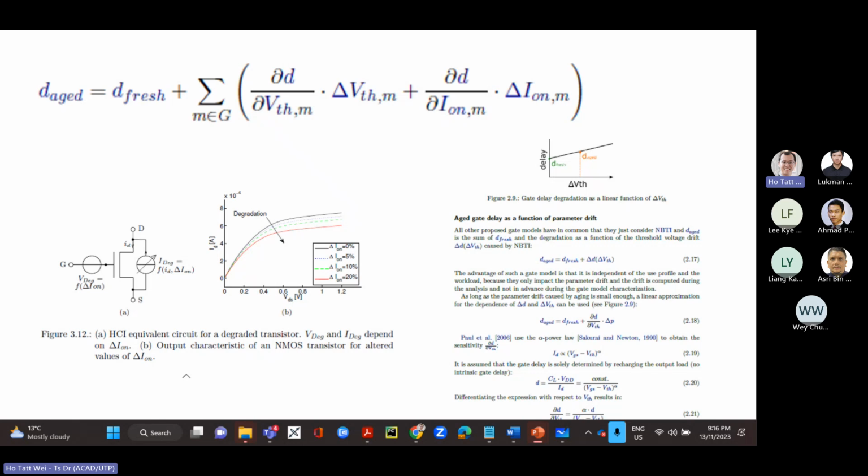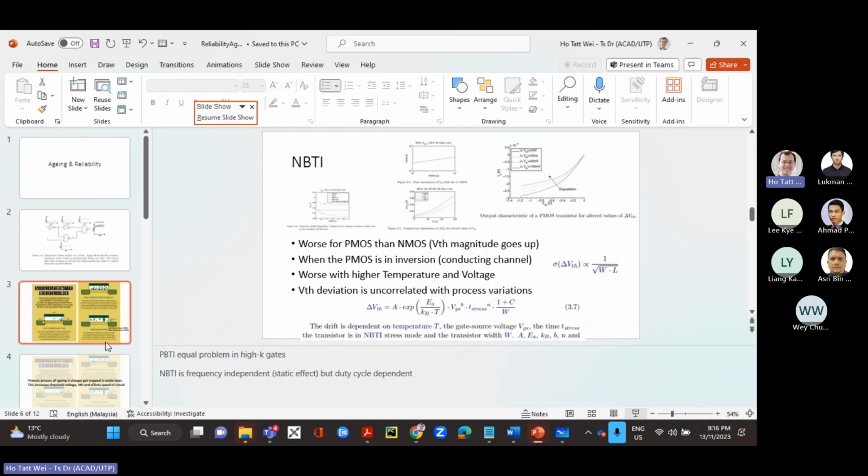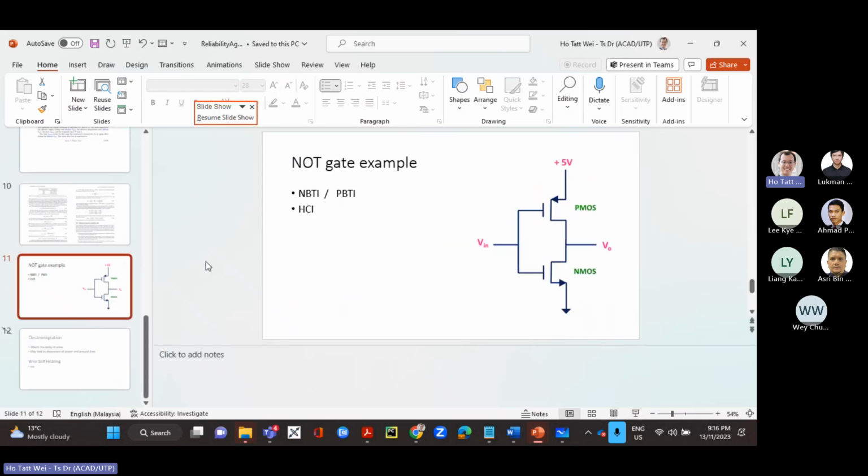You try it out. Maybe the simple case would be, you pick the NOT gate, the simplest one here. You can also try working out a few other gates, and then if there are any questions we can discuss again in the next session.